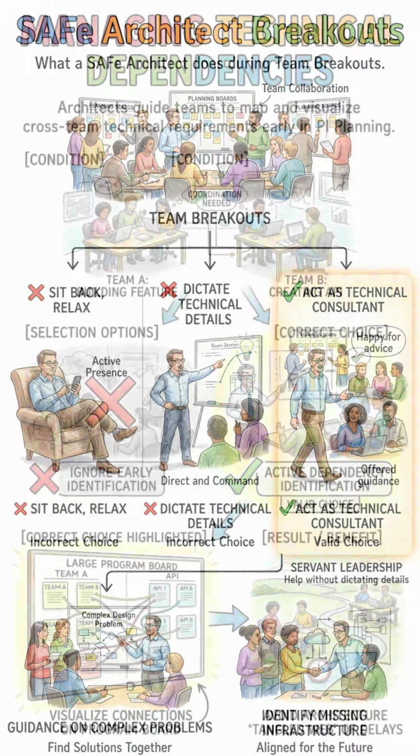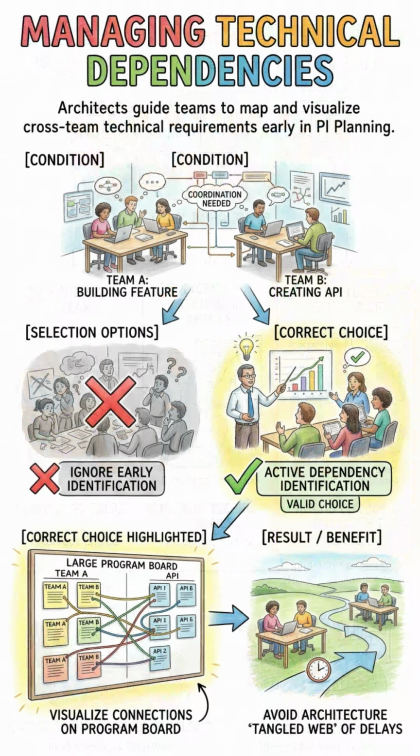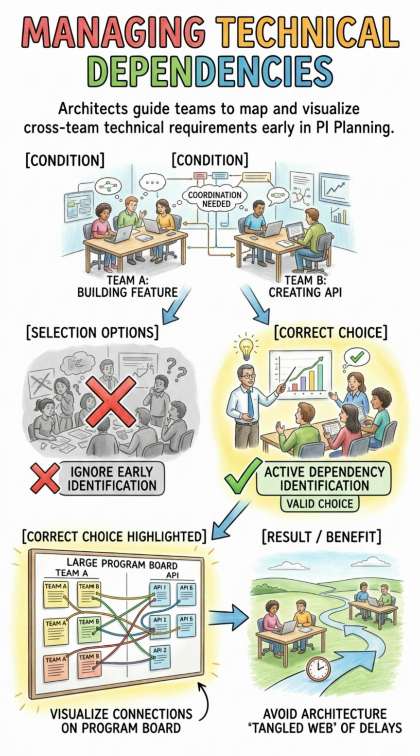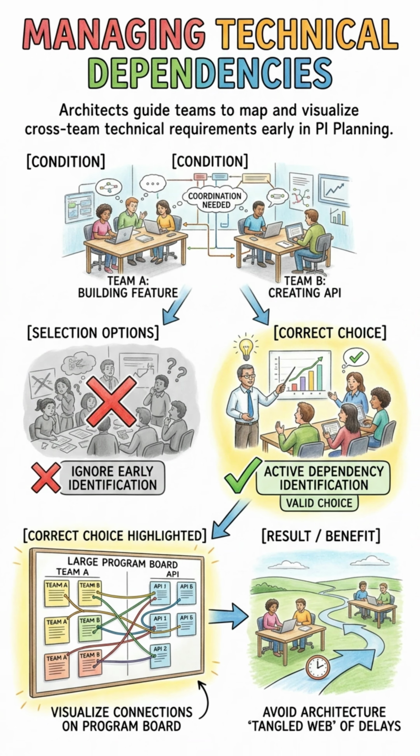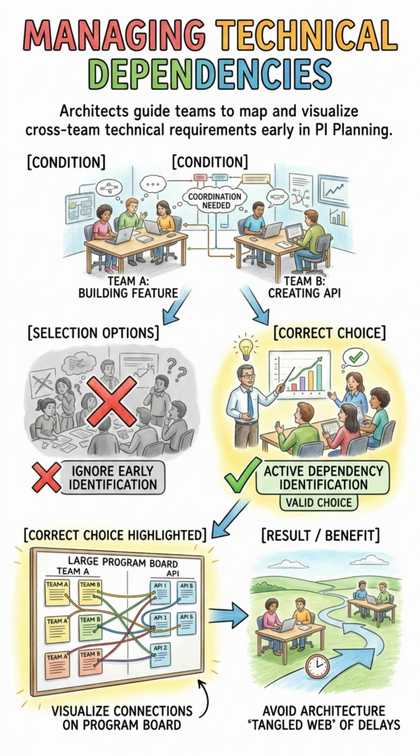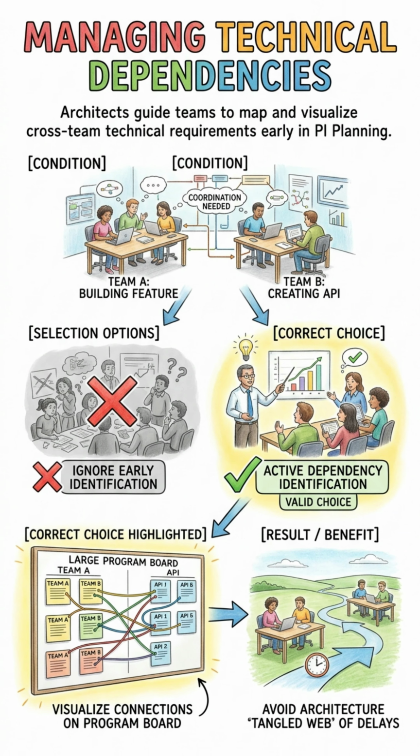Managing dependencies is another massive part of your role during PI planning. Because complex systems require teams to work together, Team A might need an application programming interface built by Team B before they can finish their feature. You must help the teams identify these technical dependencies early in the planning process. By visualizing these connections, usually on a large program board, you ensure the architecture does not become a tangled web of delays.